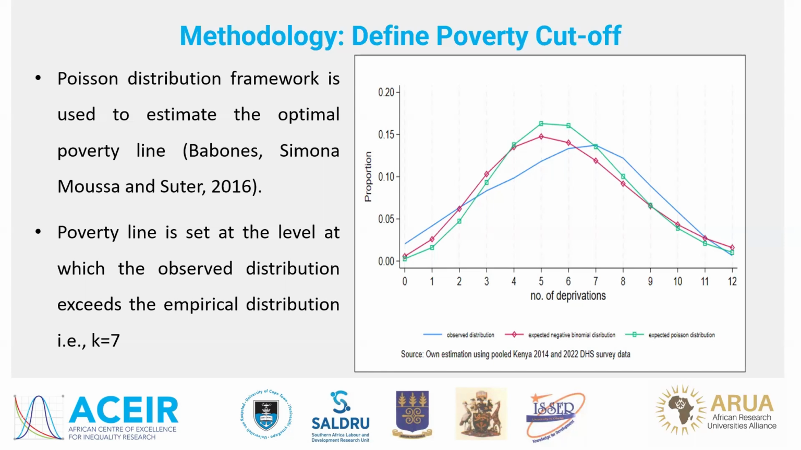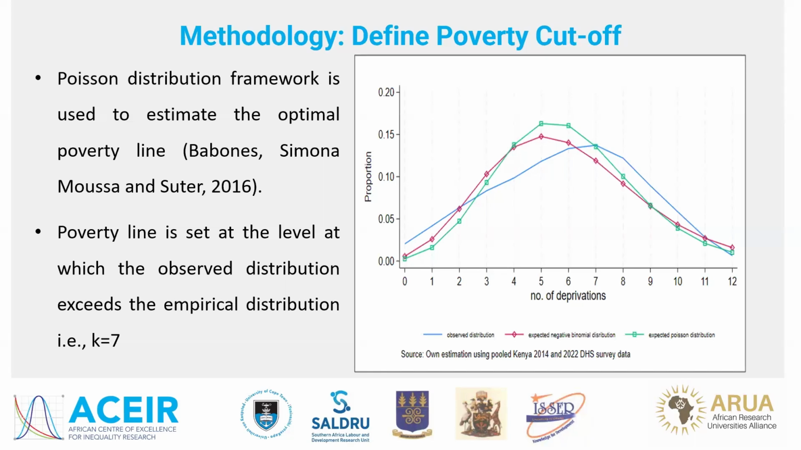So the poverty line is set at the point where the observed distribution exceeds the predicted distribution. In our case, it's greater than 6 for the negative binomial distribution and almost exactly at 7 for the Poisson distribution. Using both, you actually have a poverty line of 7.